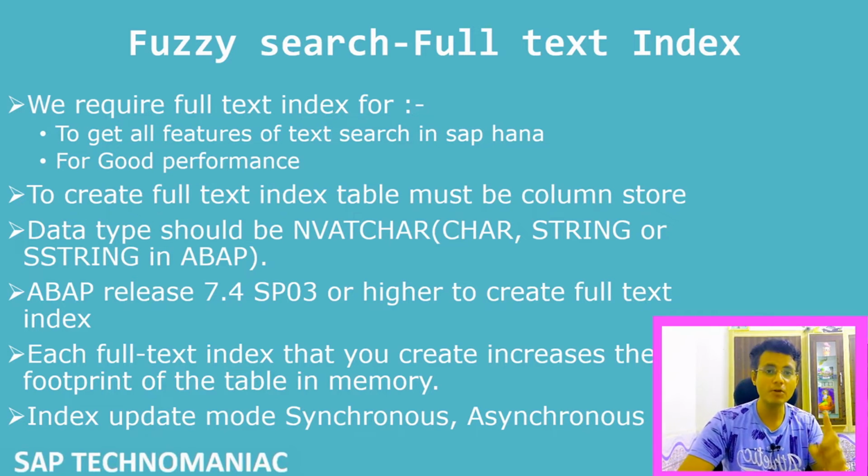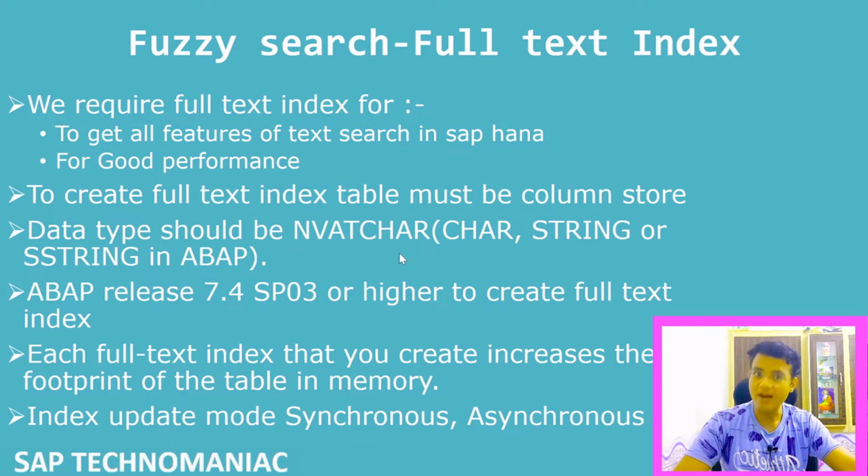And second, for performance, it will be good if we define a column with a full text index. To create the full text index, the table should be column store, and the data type should be character string or as string. How to create it, I will show you in ABAP itself.